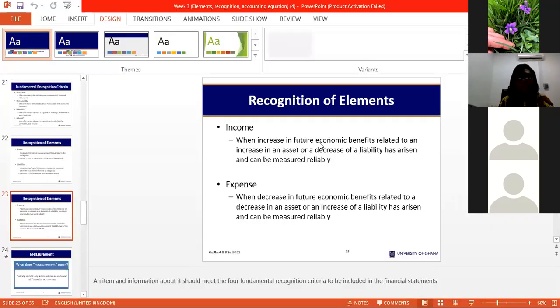This is an increase in economic benefits in the future, then that is an income. Or your liability. Remember, we have said that liabilities are present obligations. When you have a present obligation that you can measure reliably, but that has gone down, so you had an obligation yesterday but by close of today it has decreased, then that difference becomes an income to you.